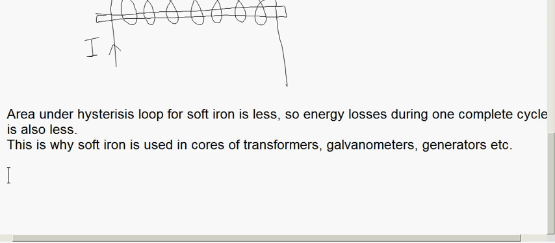Okay, hope you understood this. The main thing is, where we have repeated cycles of magnetization and demagnetization, we should use a material which has less area under its hysteresis loop, because that means that the energy loss will be less. So in case you want a magnet where repeated magnetization and demagnetization occurs, you can use an electromagnet, and then you can choose the material soft iron. It has less area under its hysteresis loop, and hence the energy loss is also less. Hope you understood this.